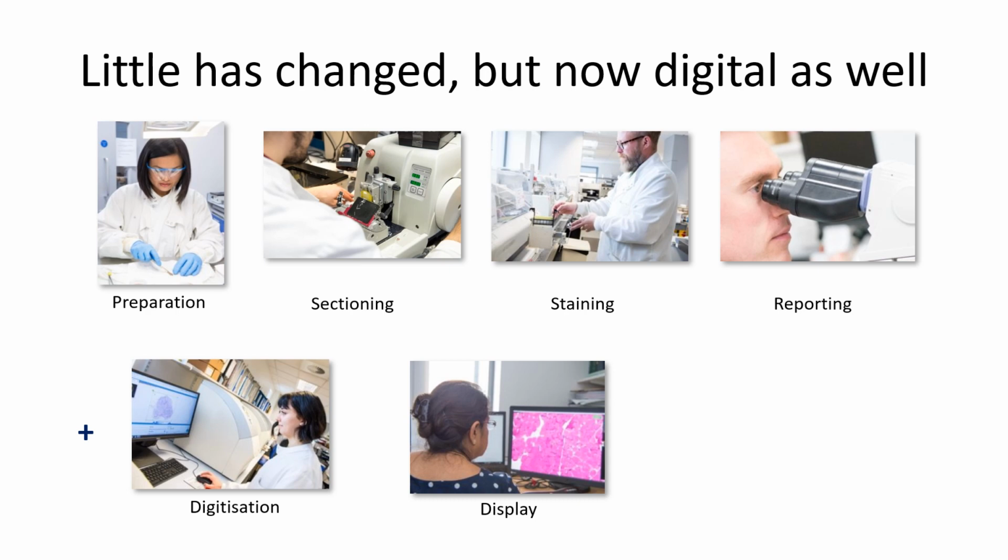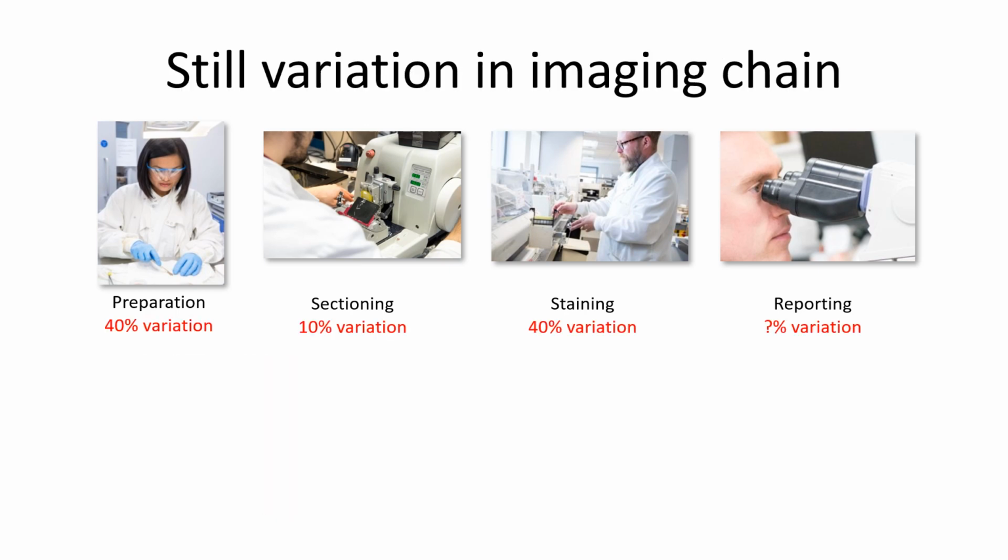So although things haven't changed, we now have digital as well. So we've got an extra layer on top of the previous process. We have the digitization layer and we have the display layer. But there's still variation in the imaging chain. And the important thing for me is that this is compounded, that each part can impact on the other part.